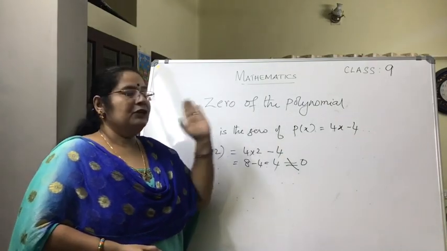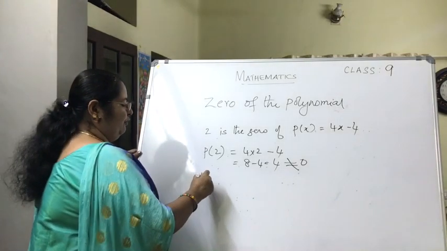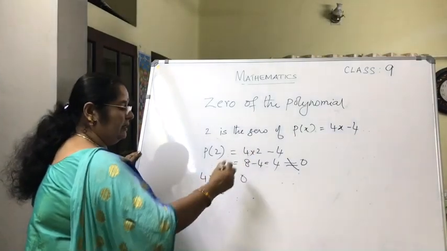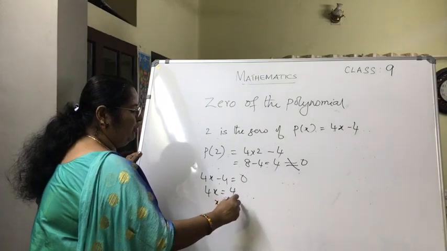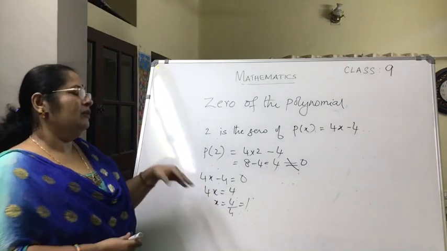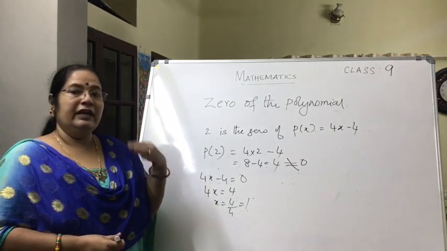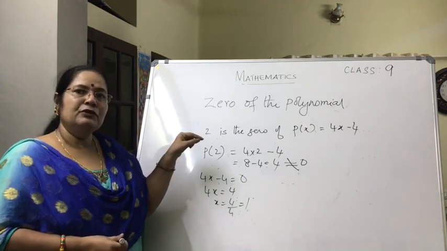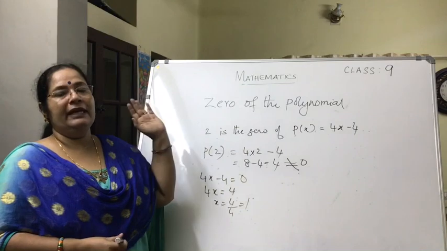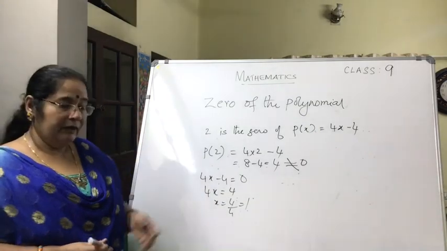Now, if I am asking you what is the 0 of this particular polynomial, what you will do? You will equate this to 0. So 4x minus 4, equating it to 0. 4x will be what? Take minus 4 to the other side, becomes plus 4. X will be equal to 4 by 4, which is 1. So 2 is not a 0. You are not asked to find out what is a 0; you are asked to find out whether 2 is a 0 of the given polynomial. So given any question, to find whether the given value is a 0 of the given polynomial, what you should do? Substitute that value for the variable x and see whether the value of the polynomial is 0. Is it clear?